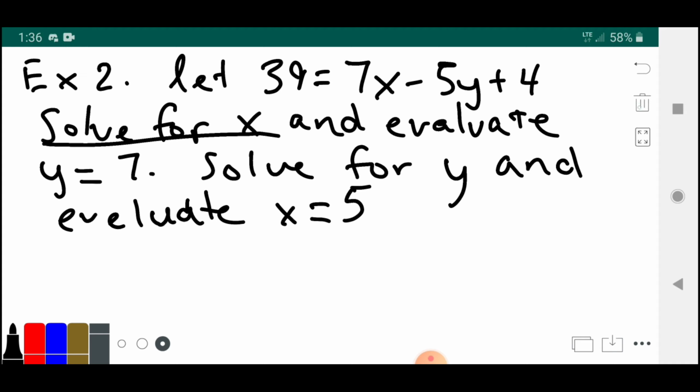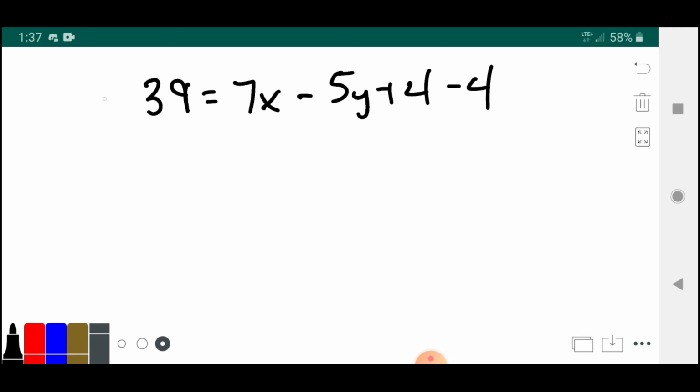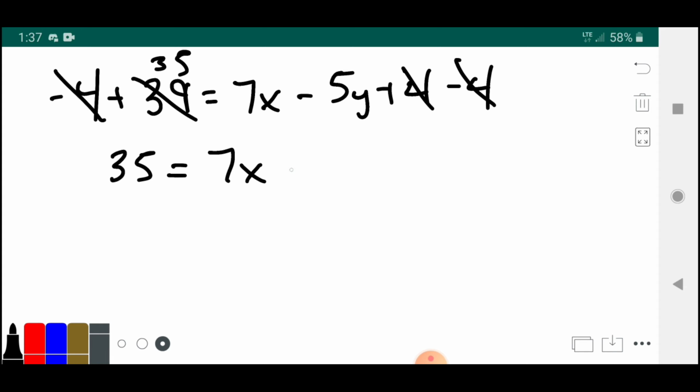First, we'll solve for x. We have our equation 39 equals 7x minus 5y plus 4. We're going to use reverse order of operations and subtract 4 from both sides. On the right-hand side of the equation, this will cancel out the 4's and we'll be left with 7x minus 5y. On the left-hand side of the equation, 39 minus 4 is equal to 35. We now have 35 equals 7x minus 5y.